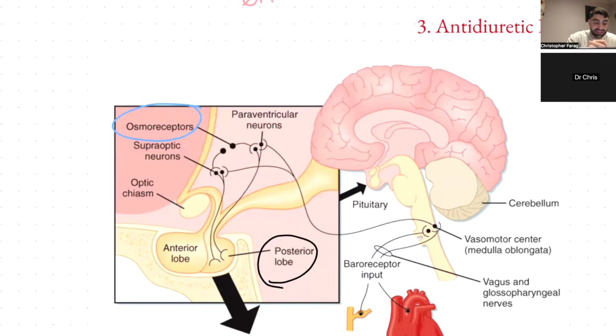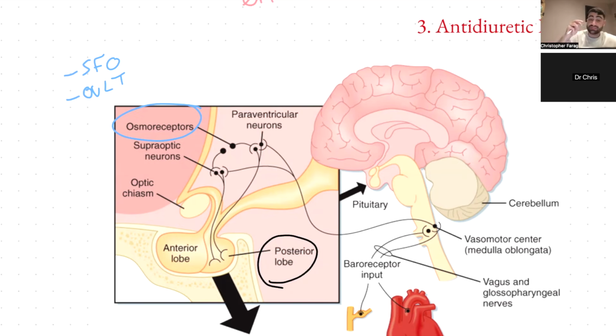We have the SFO for short, which stands for subfornical organ, and we have the OVLT, which stands for the organum vasculosum of the lamina terminalis. Now, I'm not going to write those out, but you have the SFO and the OVLT, subfornical organ, and the organum vasculosum of the lamina terminalis. Try and say that 20 times fast.